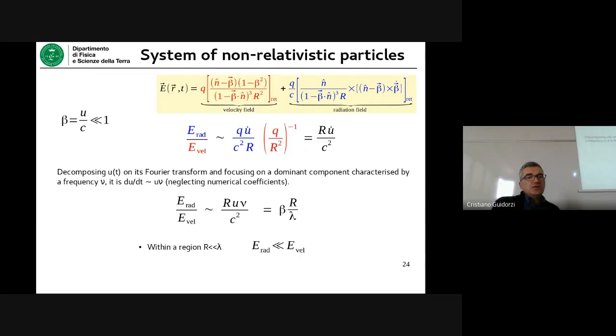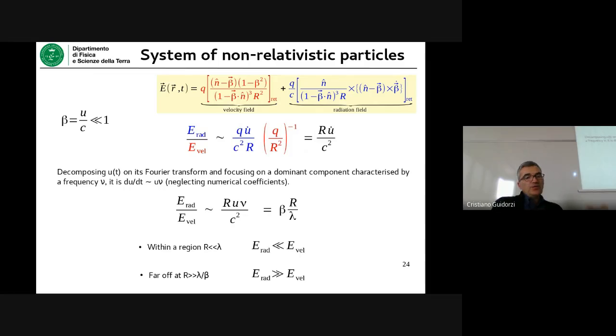If you evaluate the resulting electromagnetic field at a distance from the system of particles which is much smaller than the wavelength of the radiation that you are considering, in that regime it's the velocity field which is the dominant term. So when you are close enough, and we somehow expected this, but now we see it in a more quantitative way, because close or far doesn't mean much. How close? At a distance which has to be much smaller than the wavelength of the radiation. When you are that close, you can neglect the radiation field with respect to the velocity field.